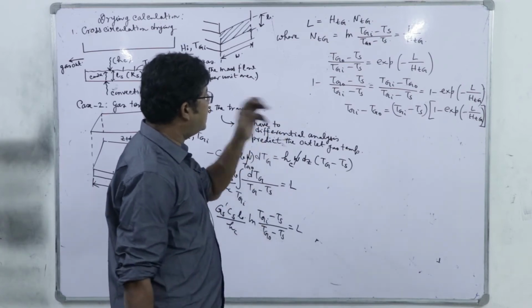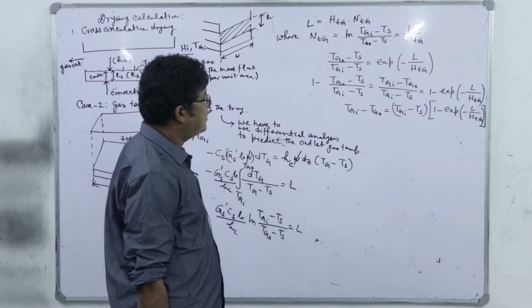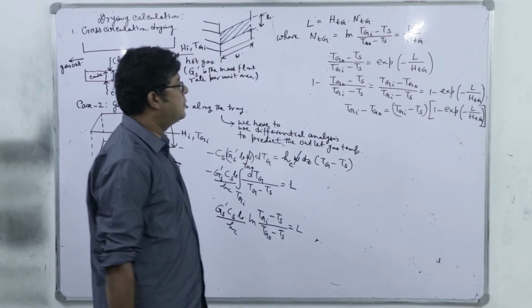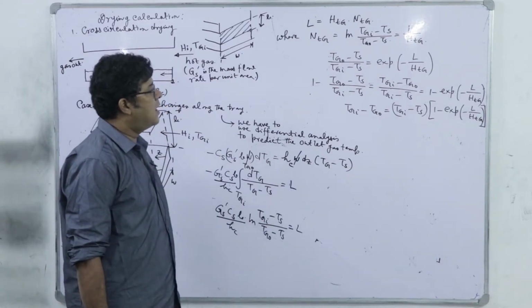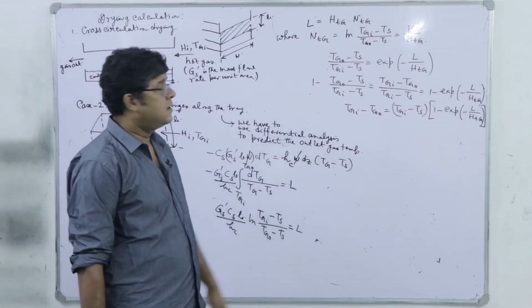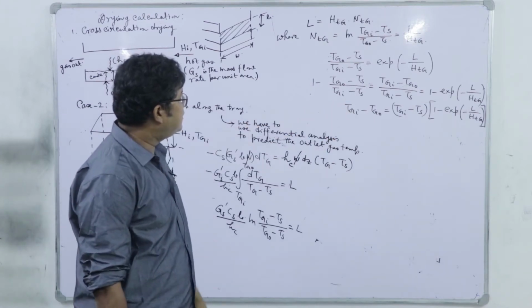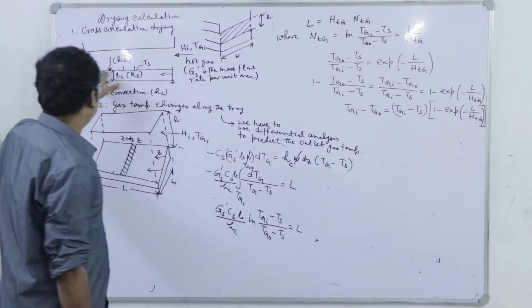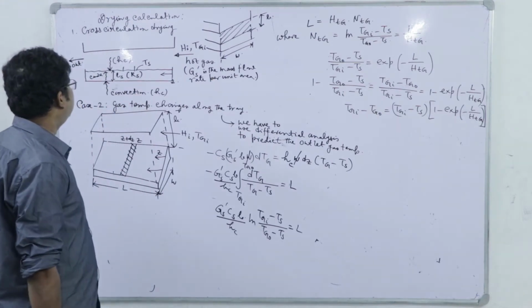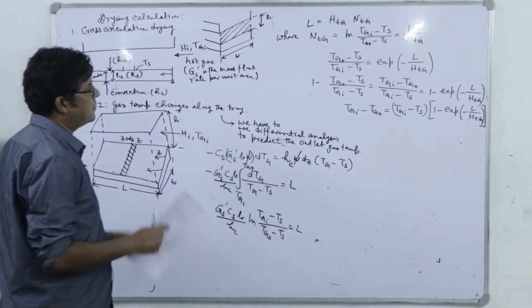So TGI minus TGO has been solved. So basically you have this expression in terms of TGI, and the solid surface temperature will be a function of this HS.